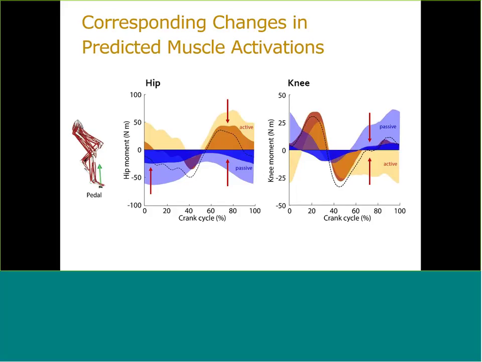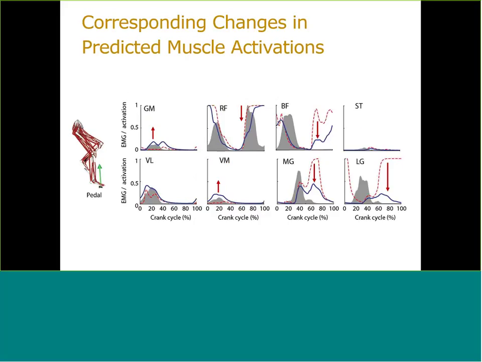This led to a decrease in the anomalous coactivation in the hip and knee flexors, where you can clearly see differences in the coactivation in the rectus femoris, the biceps femoris, and the medial gastrocnemius and the lateral gastrocnemius. We also obtain more consistent muscle activations compared to EMG in the gluteus maximus and the vastus medialis.